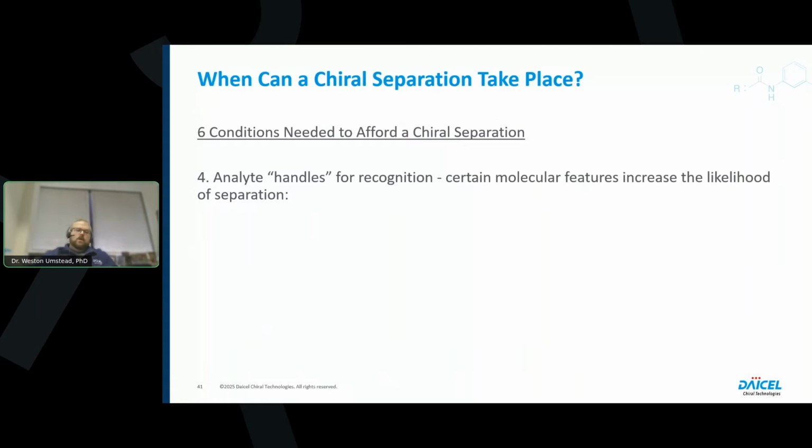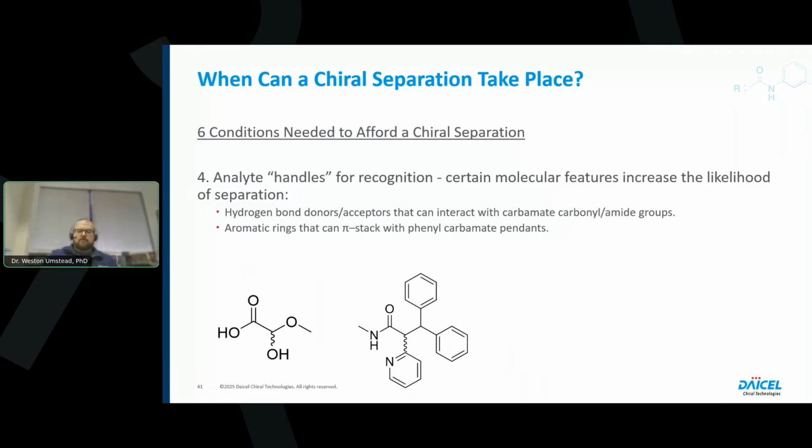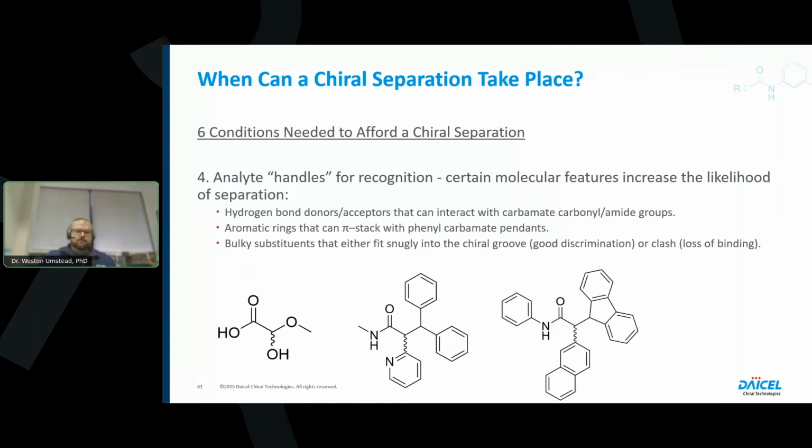Condition number 4, we know that certain molecular features, specific functional groups, increase the likelihood of seeing a separation. So one of the biggest drivers for our separations mechanism is hydrogen bonding. So the more donor and acceptors we have, oftentimes we see better success rate with those molecules separating on our polysaccharide phases. More aromatic rings means that we have more opportunity to pi stack. So more aromatic rings oftentimes increases the likelihood of seeing a separation, especially when they are located near to or in proximity to the chiral center.